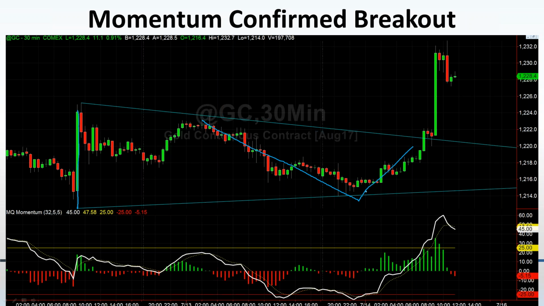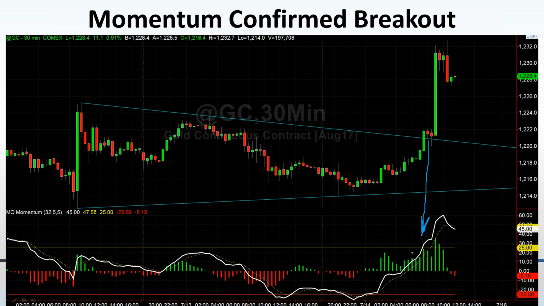If you are a member of Basecamp Trading, we talked about this pattern in the end of day video, saying watch for the breakout the following day. This was Thursday night's video, Friday, boom. Okay, now let's look at the momentum leading into this breakout. So right here is where we break out.